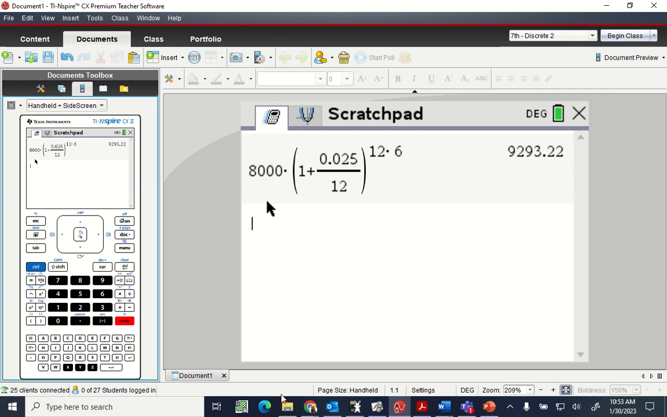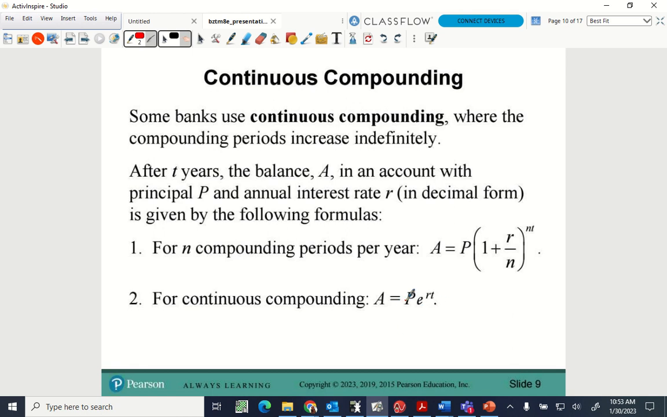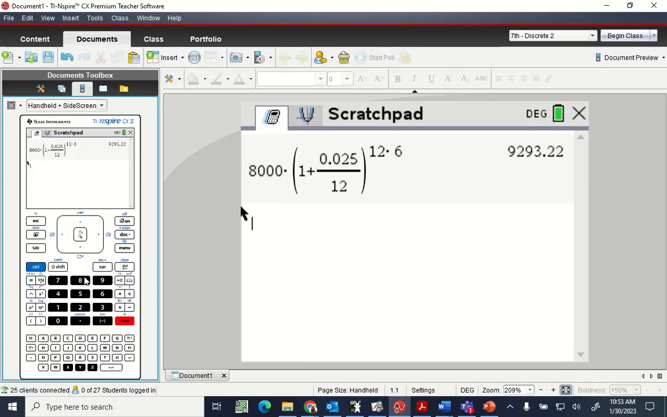Now we're going to do the same thing, but this time we are going to calculate it with continuous. I'll go to my formulas. A equals P times E raised to the RT. So it's 8,000. Now E on this calculator is right here on the left. Right below control is equals, next one is caret, and down below that is E raised to the X. So hit that one. Do not try and use the letter E, because that's going to be wrong. This is a mathematical term, so you cannot use just the letter E.